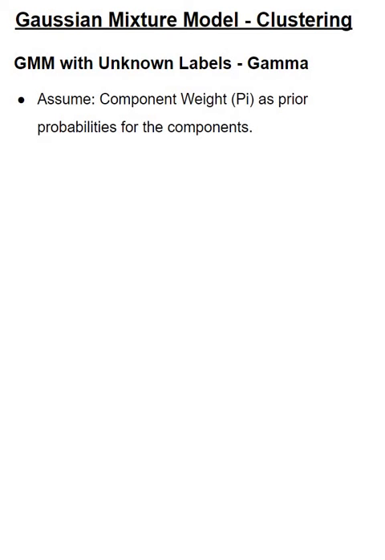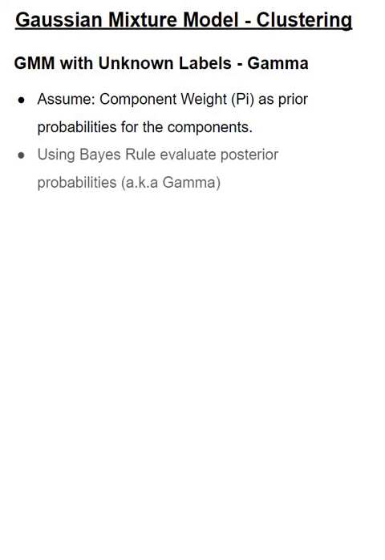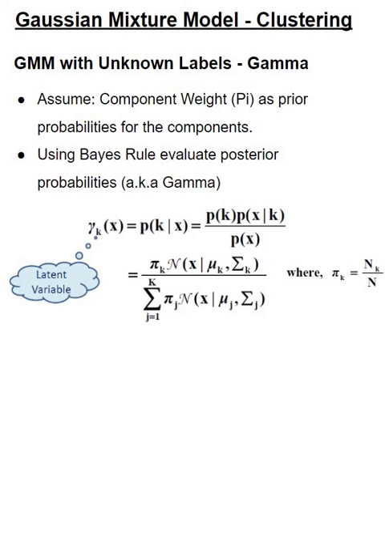Next, let's derive an important formulation called gamma using Bayesian statistics. First, let's assume the component weights, which is the pi, as a prior probability for the components. Using Bayes' rule, we'll evaluate the posterior probabilities, also called the gamma. We are interested in finding k given x, and using the Bayesian formulation, it can be formulated as p of k given x is equal to p of k times p of x given k divided by p of x.